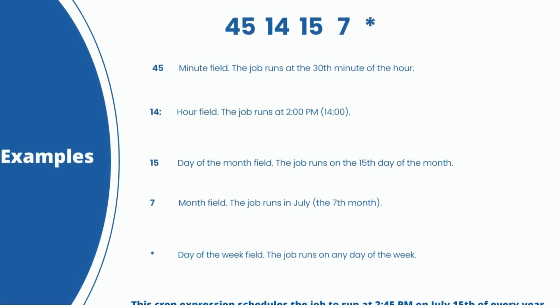So we have another cron expression: 45 14 15 7 asterisk. What we are telling the computer here is to run the job at the 45th minute of the hour and the 14th hour of the day, which is 2 p.m. Like 14 minus 12 is 2, and anything after 12 is p.m. Then run on the 15th day of the month, and also the seventh month of the year, which corresponds to July. And the last part is asterisk, which means run on any day of the week.